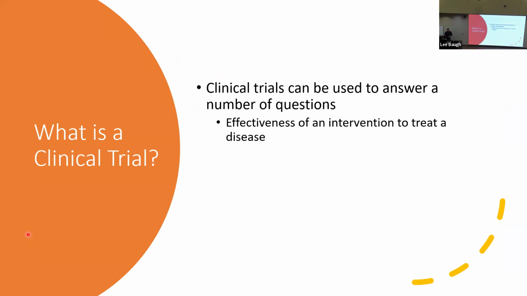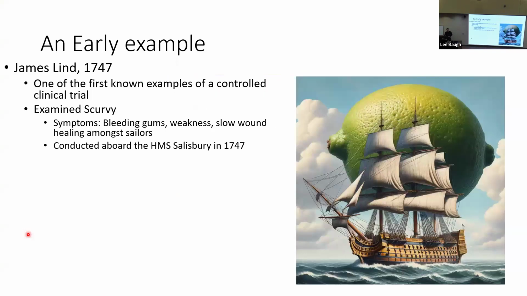As far as an early example goes, one of, if not the earliest, was actually performed in 1747. The real hallmark of this study, and what places it as one of the forerunners to a modern day clinical trial, is the fact that there was a controlled clinical trial condition. The study was examining scurvy, and you may or may not know that the symptoms of scurvy are bleeding gums, weakness, slow wound healing, and they started seeing this a lot more amongst sailors.